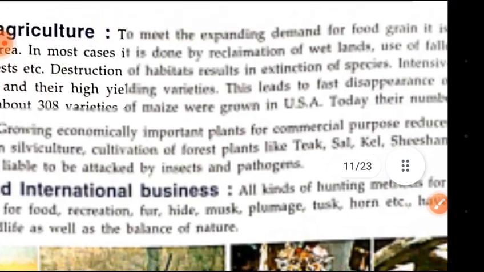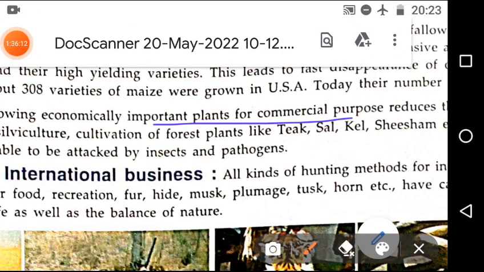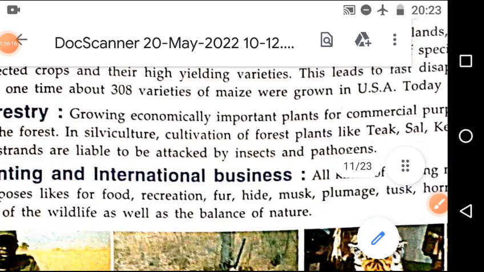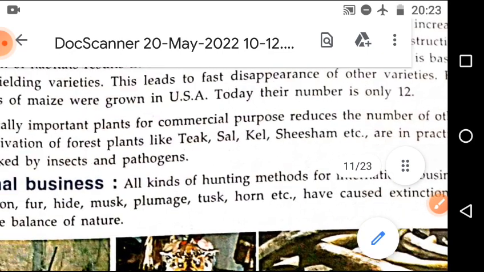So if we grow those plants for commercial purpose, then what will happen? It will reduce the number of other plants in the forest as well. Suppose in the forest there is a particular area where we are growing our economically important plants like teak or sal, right? For commercialization. And slowly, eventually, the other plants of that species will reduce in their population.